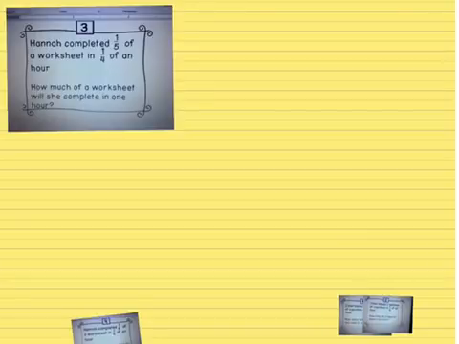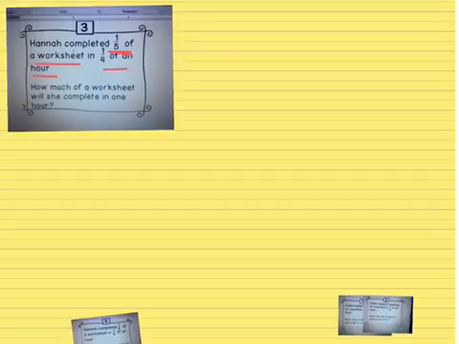All right, the third problem, I'm really going to try to write neater. Hannah completed 1/5 of a worksheet in 1/4 of an hour. So I would underline those quantities: 1/5 of a worksheet and 1/4 of an hour. So worksheet and hours are the 2 quantities that are going to make up our ratio. Now let's see which one goes on top or which one goes on bottom.